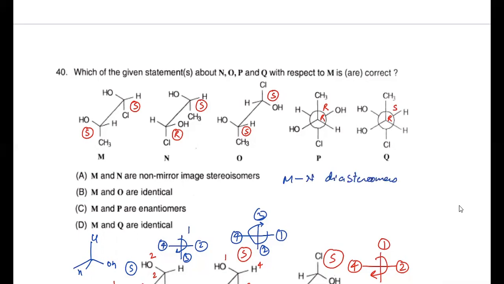M and O are identical. Configuration से मैच कर रहा है. Both are S. SS एक दूसरे के लिए identical. M and P are enantiomers. ये भी सही है. S की mirror image R, तो SS का RR जो है वो enantiomer हो जाएगा. तो M and P are enantiomers, ये भी ठीक है.